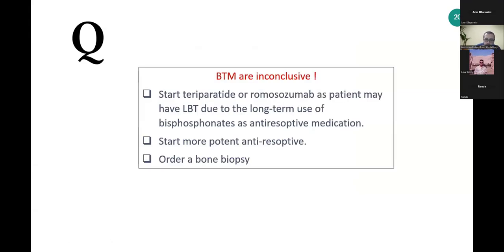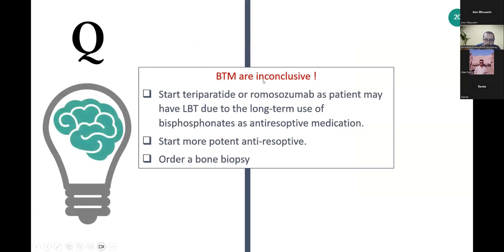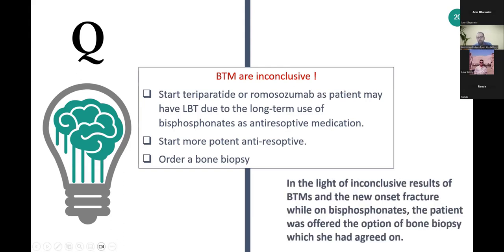So what is your decision? The BTMs are inconclusive. So what can we do? Can we start her on teriparatide or romosozumab, as the patient may have low bone turnover due to the long-term use of bisphosphonate, or should we start a more potent anti-resorptive medication, give her Prolia or denosumab, or order a bone biopsy?